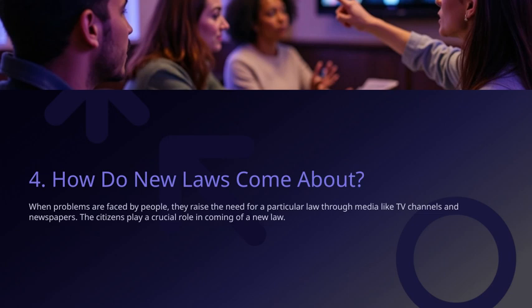This connection between the public and the legislative process is vital because it helps ensure that laws reflect the needs and issues of society. So, in the bigger picture, understanding how laws come about reminds us that democracy is about active participation. Our voices matter and can lead to meaningful change.